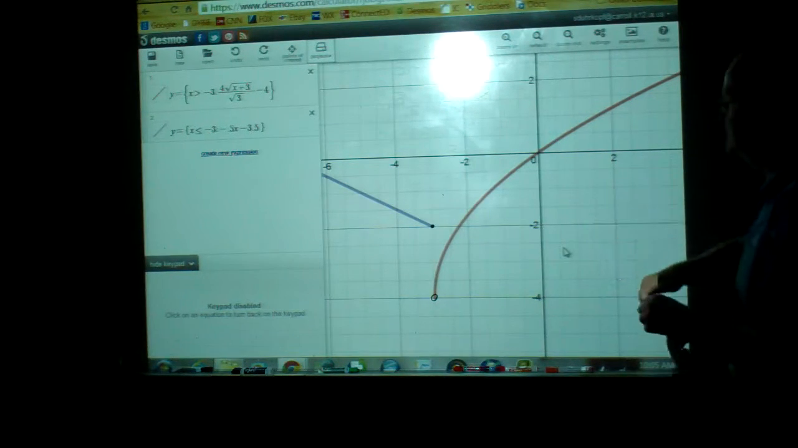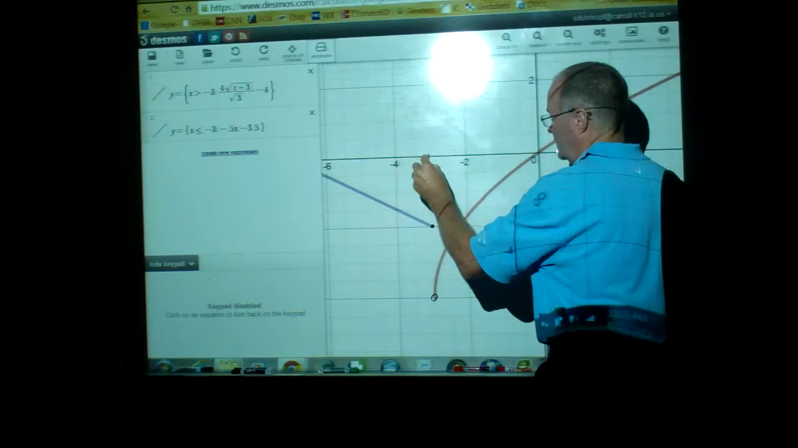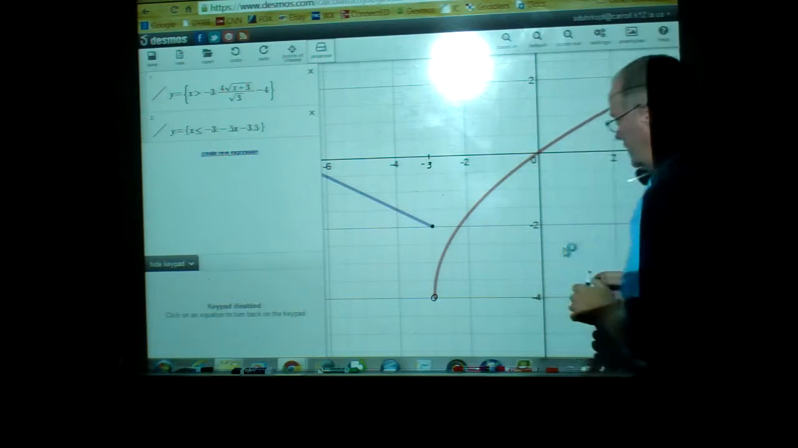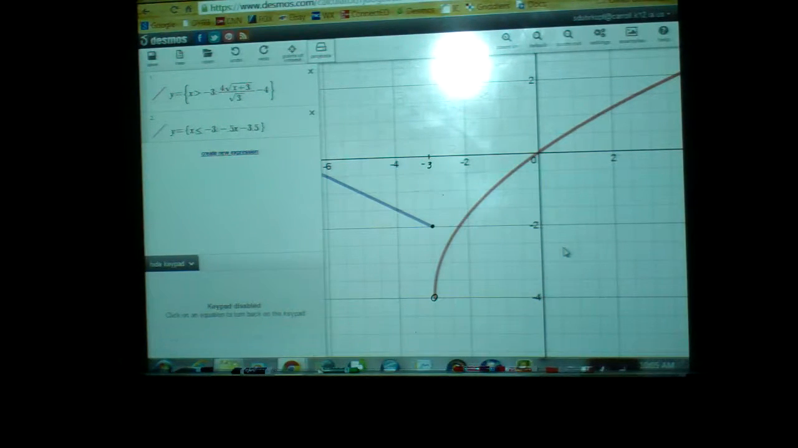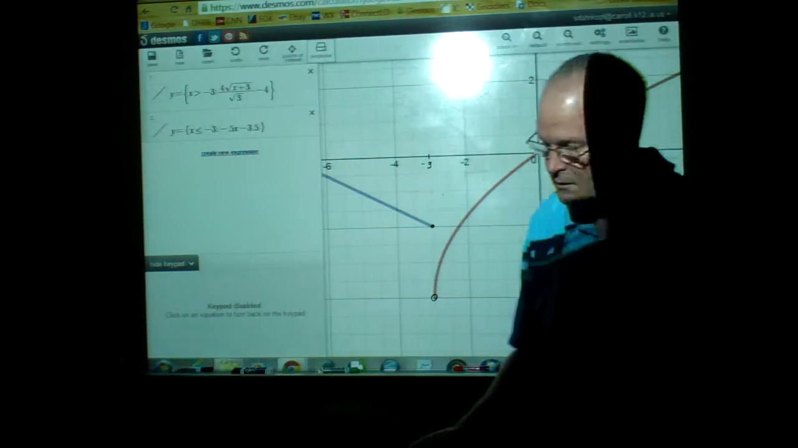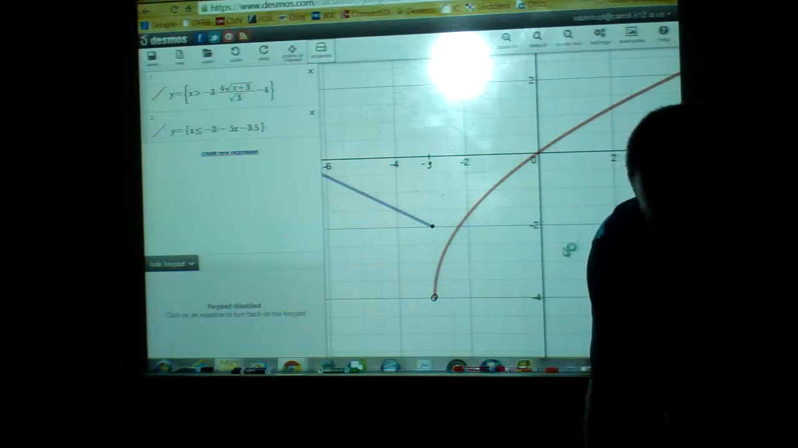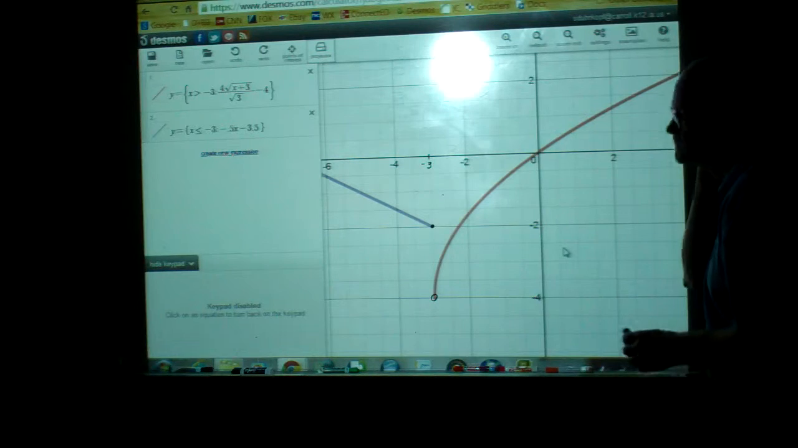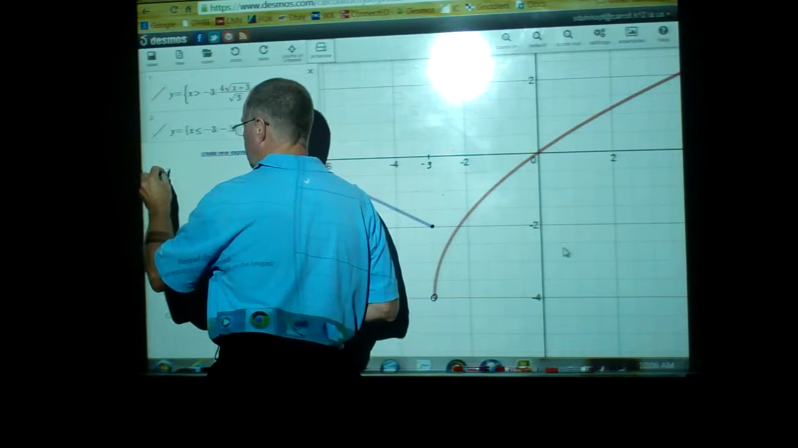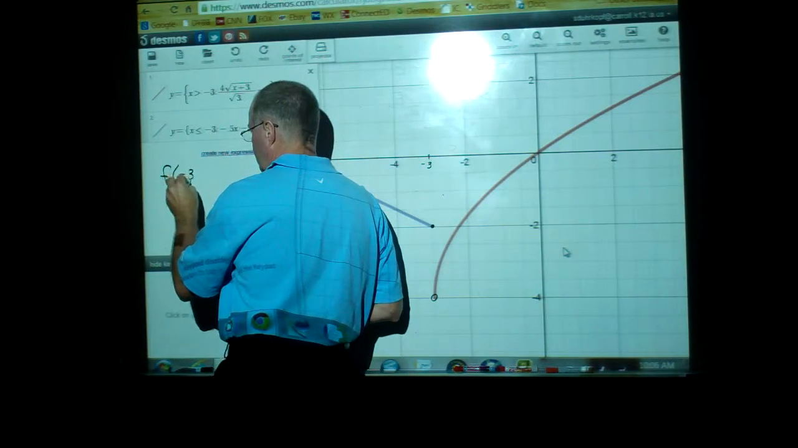Just kind of sketch the graph. This is at -3, right there. It's not that huge, but you're going to want to have an idea what's going on here. And we'll just look at a couple little questions first.